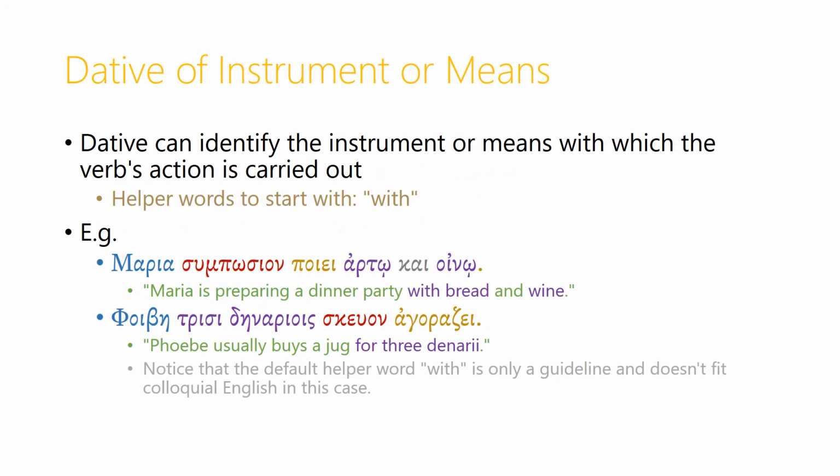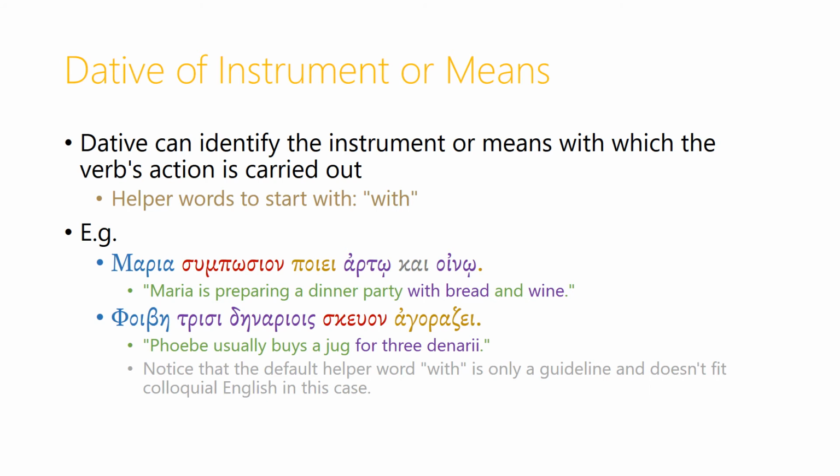We also have the dative of instrument or means. Here the dative nominal identifies the instrument or the means with which the verb's action is carried out, and the helper word here again is often with. So Maria symposion poie arto kai oino. Maria is preparing a dinner party, arto with bread, and oino with wine.